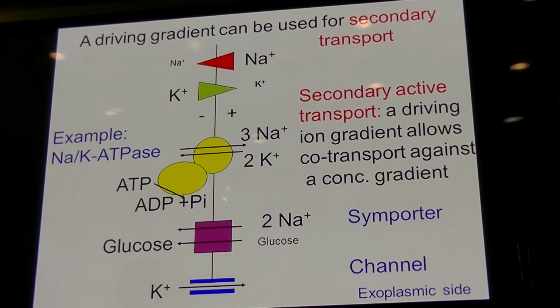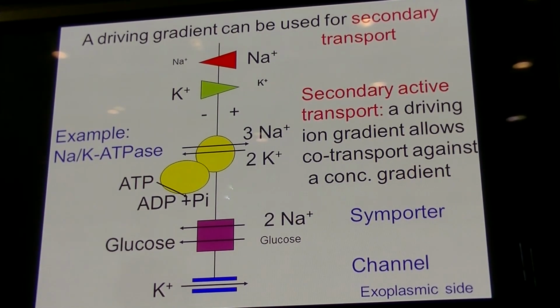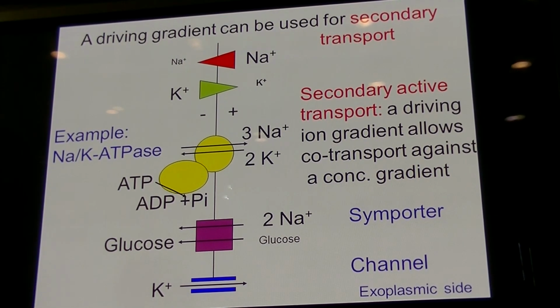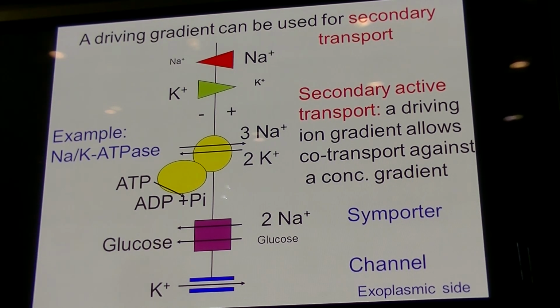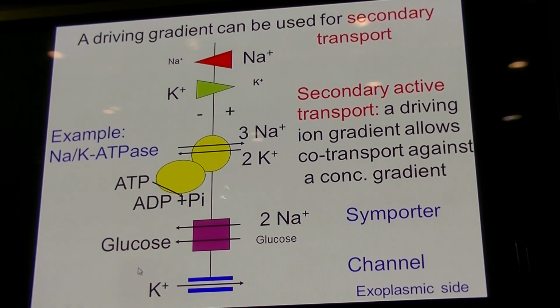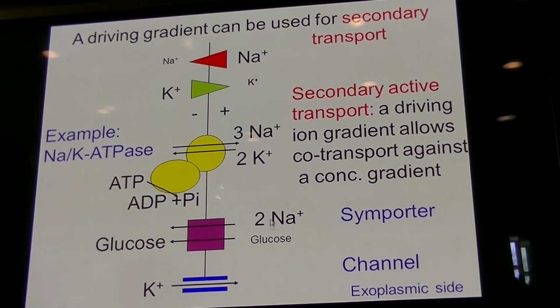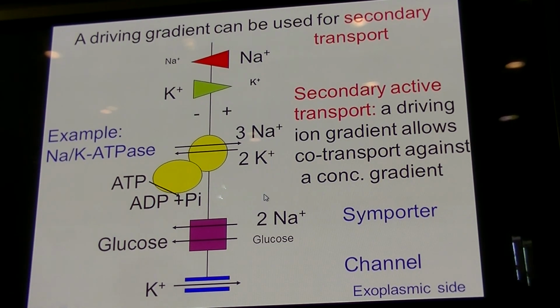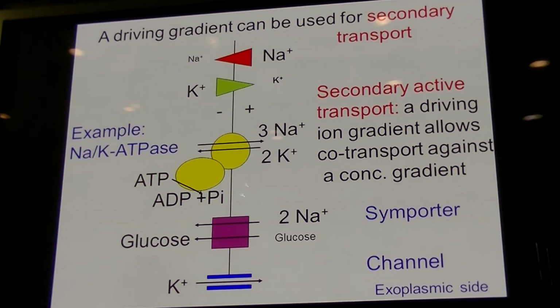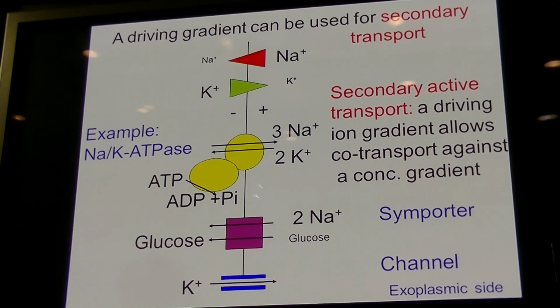It allows the transport of other molecules against a concentration gradient. You can ask the question, why is this uptake of glucose not directly coupled to ATP? And I want to answer that question on Monday. For now, I'll tell you that this system is just more efficient.